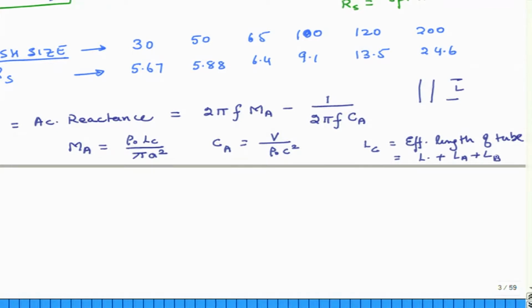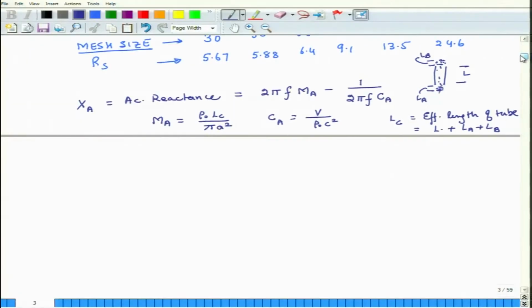And if you remember last class's lecture, I had said that as air passes through this tube, there is mass of air inside the tube, but it also has to oppose some mass of air at this end and some mass of air at this end. So, this extra length we call L A, and this extra length we call L B, and L C is equal to L plus L A plus L B.